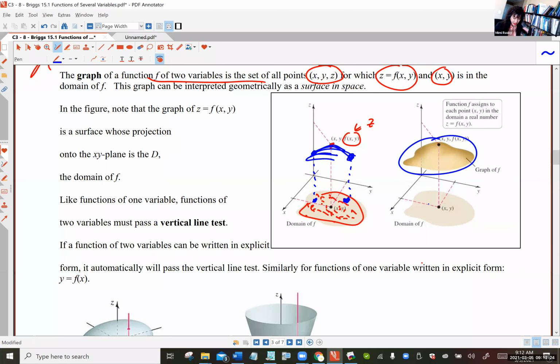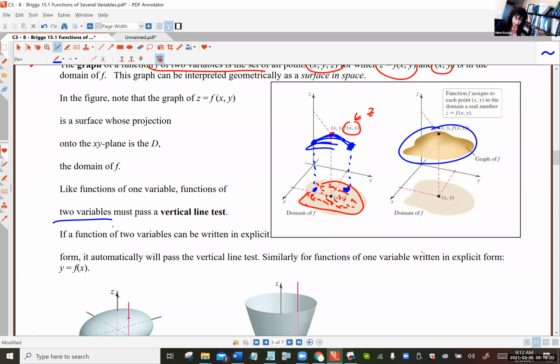Now, functions of 2 variables, if they are indeed a function, need to pass a vertical line test. I hope you can see that if you pass a vertical line to the left and the right across this surface, it would only intersect at most once at any given point. That means it passes the vertical line test, just like the vertical line test you had back in pre-calc. Same thing.